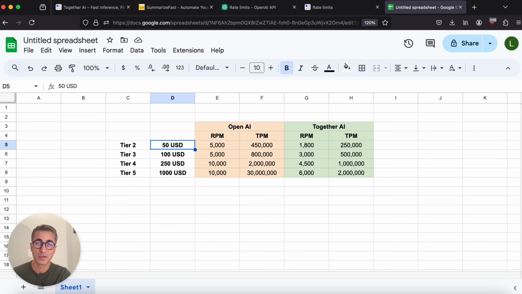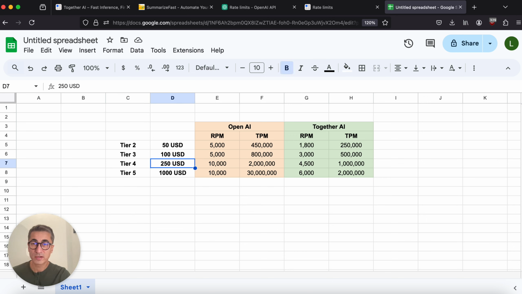For example, while my request per minute limitation is 5,000 after spending only $50 in the case of OpenAI, even after spending $100 and transitioning into a tier 3 group of customers, my request per minute limitation is still 3,000 in the case of TogetherAI. In tier 3, my request per minute limitation remains 5,000 for OpenAI, but it is still much bigger than what TogetherAI is providing.